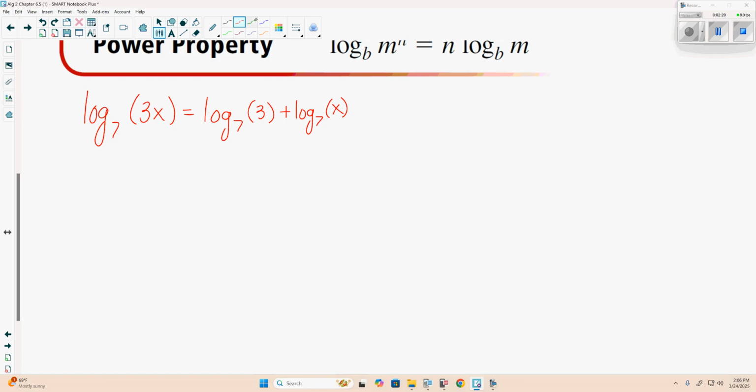Okay, let's look at the quotient property. So we could say log base 9 of 4 fifths. So the two things being divided inside the log are 4 and 5. So what we could do is rewrite this and expand it to log base 9 of 4 minus log base 9 of 5. Top minus bottom.